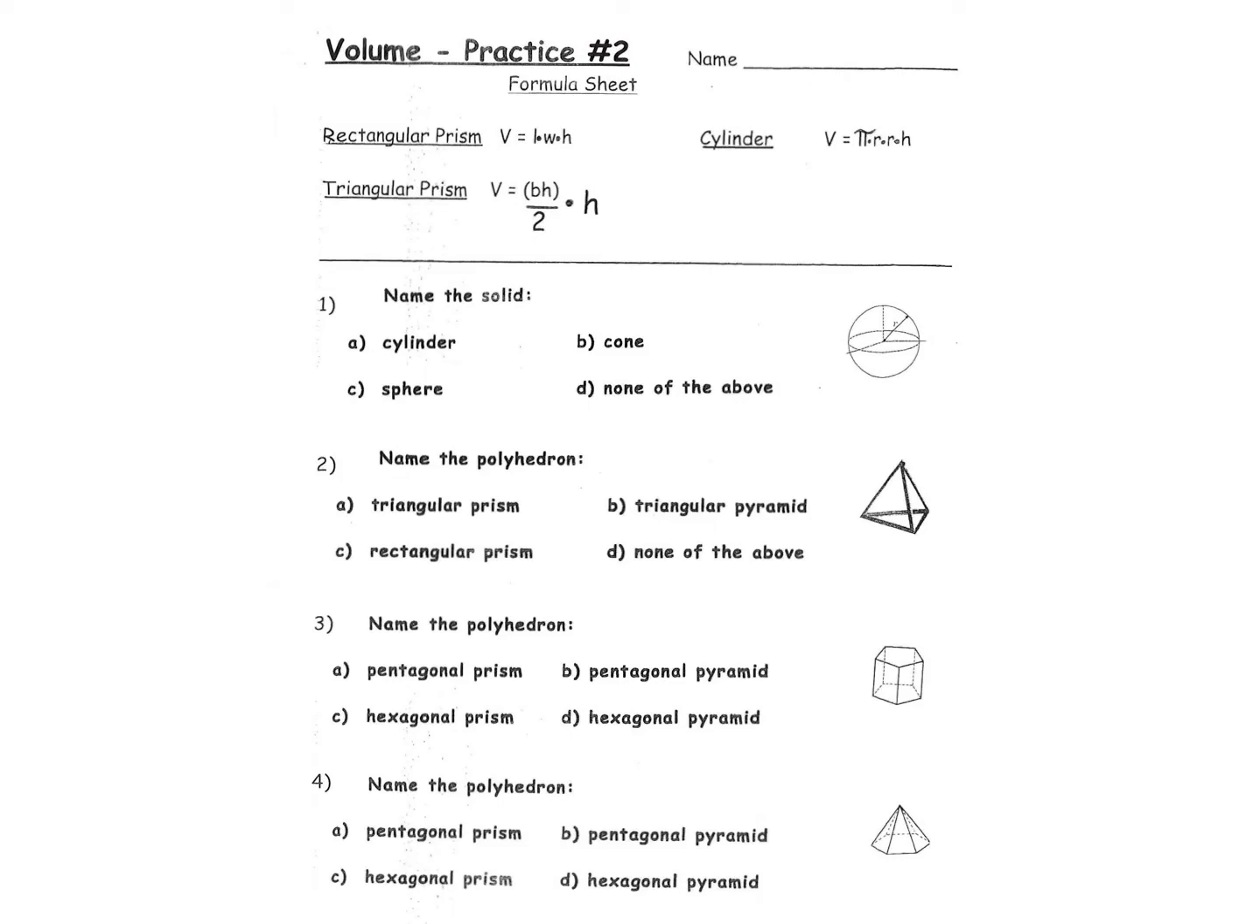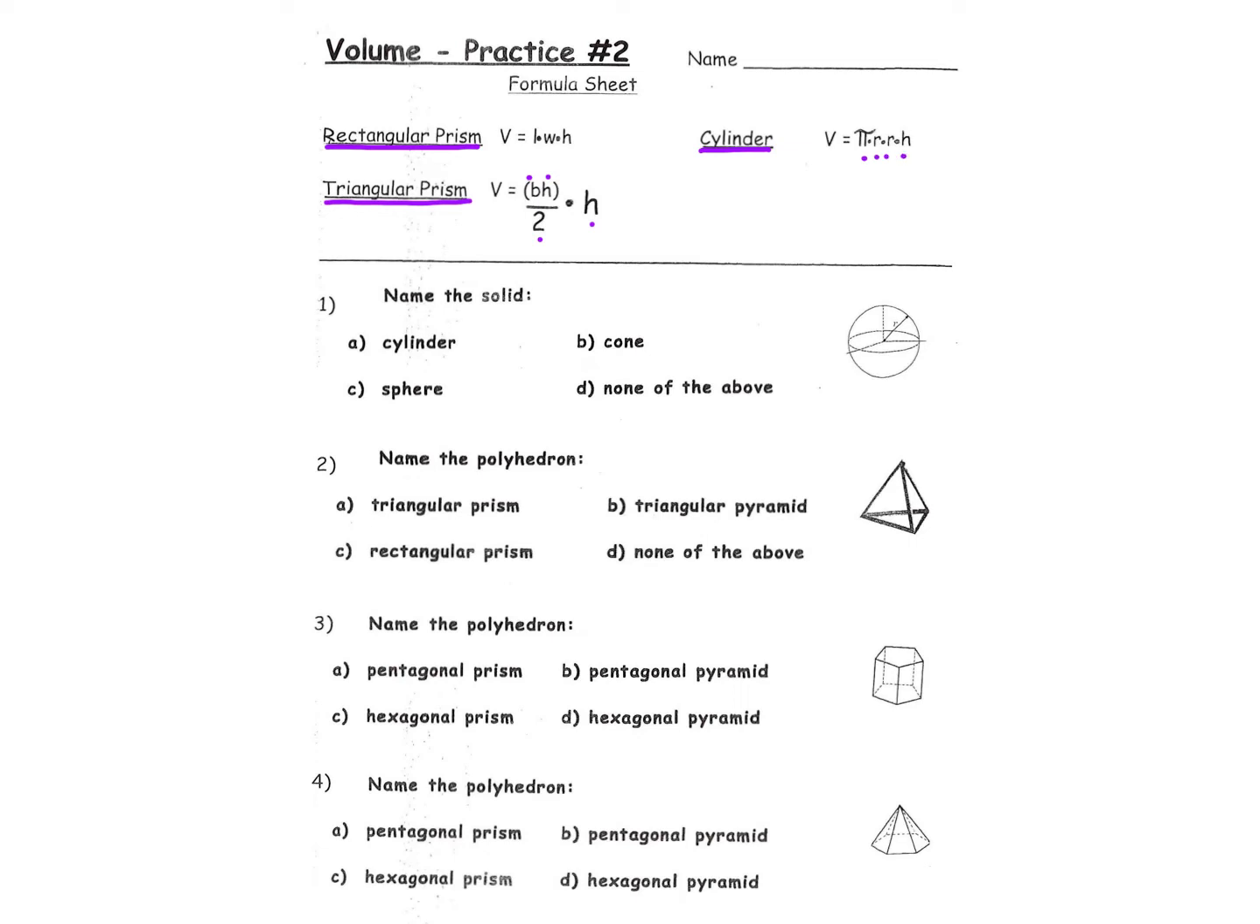Welcome to Volume, Practice number 2. At the top of the sheet, you will find the formulas to calculate the volume of a rectangular prism, length times width times height; a triangular prism, base times height divided by 2 times h; and finally for the cylinder, which is pi times r squared times h.